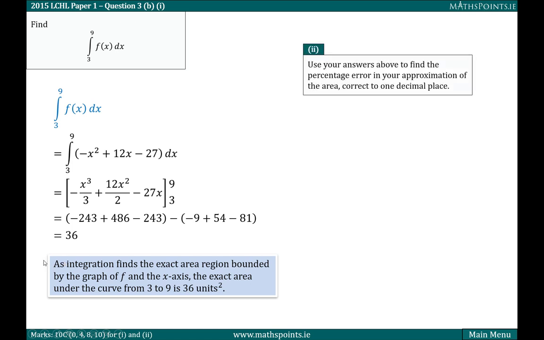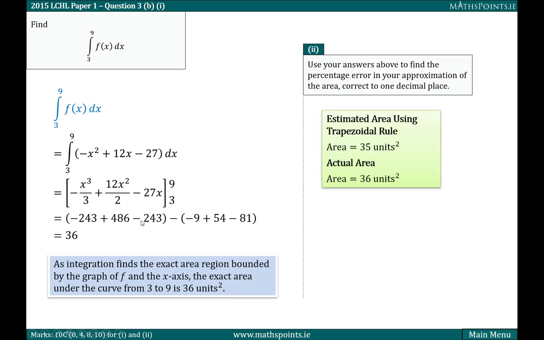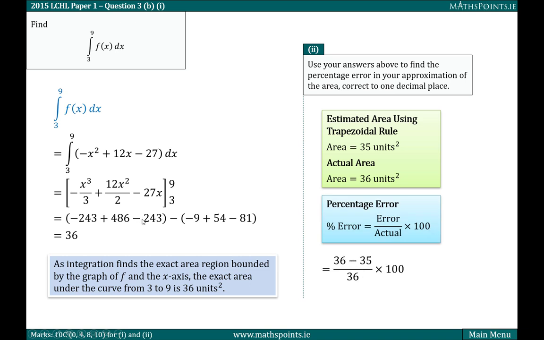The question asks, what's that as a percentage error? Well, again, the percentage error is the error over the actual. So the error is 1. 36 minus 35 is 1. The actual was what we got using integration, which is 36. And then we multiply that by 100 to turn it into a percentage error, and we have a 2.8% error.